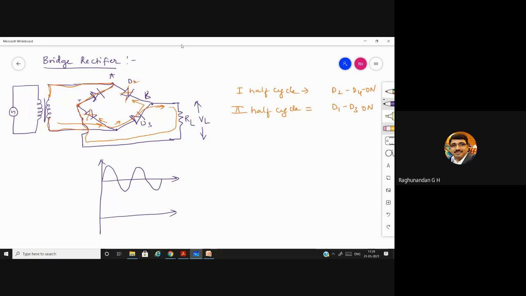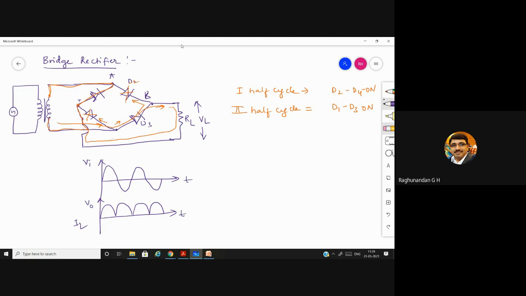So that is the input, and you'll be getting the output like this. This is the V in, this is the V out, or if you want to write IL also, you'll be getting the same. This is about the bridge rectifier.